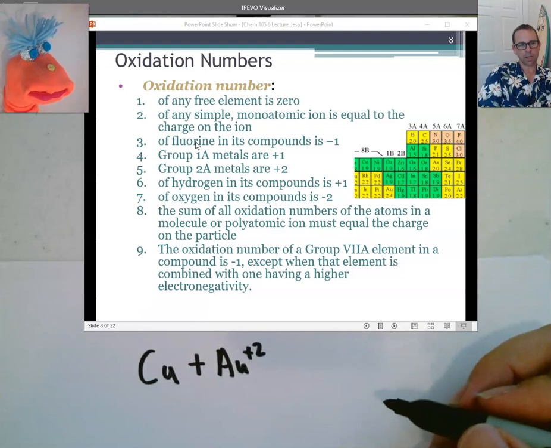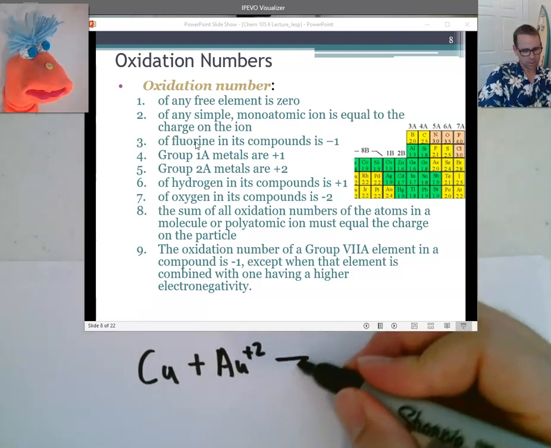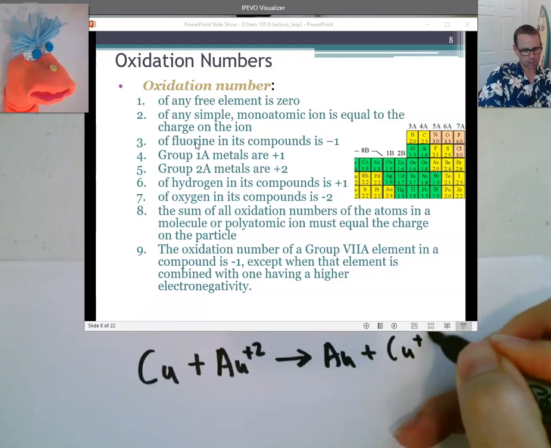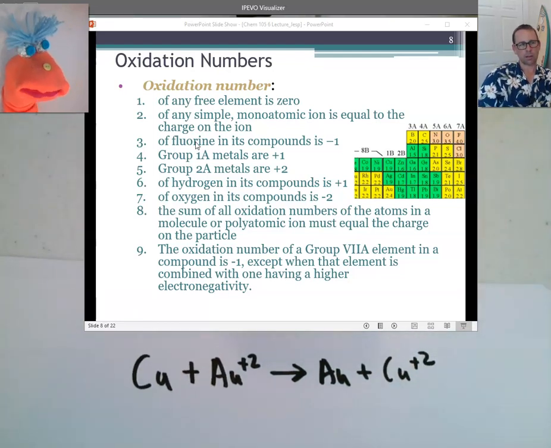If we look at a simple reaction like this, and we say that our products look like that, is this a redox reaction? Well, I can see copper lost electrons and gold gained electrons. So it's easy to see, isn't it?